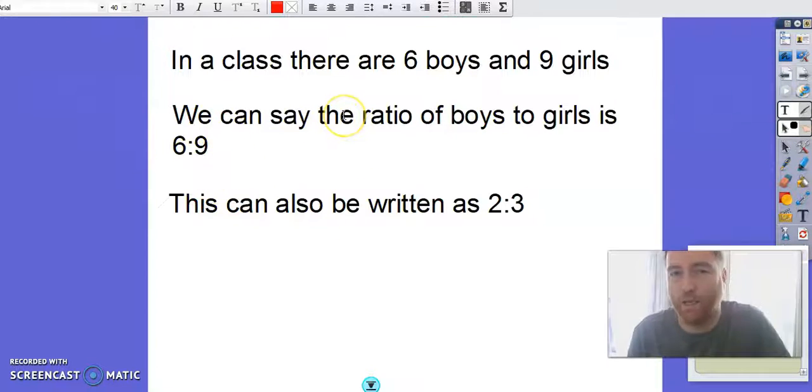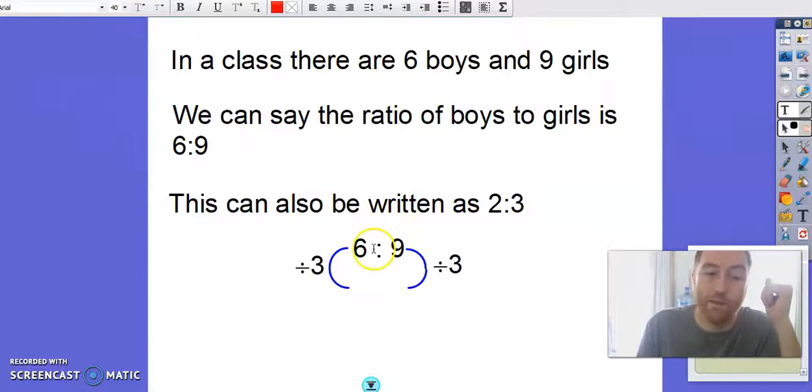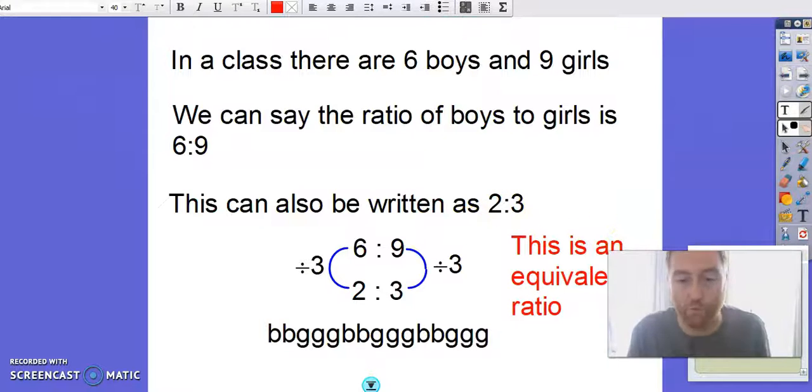That ratio can also be written as 2 to 3. So we're going to look at some ratios that are the same as each other. And how do we know those two are the same? Well, if we have 6 to 9 here, let's look at the numbers 6 and 9. I know they both divide by 3. If I divide them both by 3, I get 6 divided by 3 is 2, 9 divided by 3 is 3. So this must be the same as 6 to 9. It's a way of writing it in an equivalent ratio. Equivalent ratio. There we go.